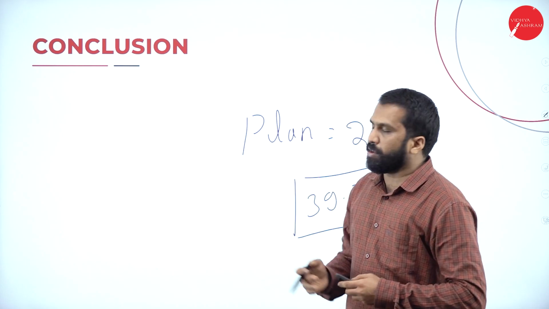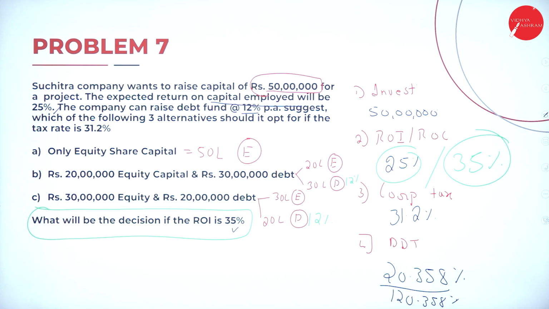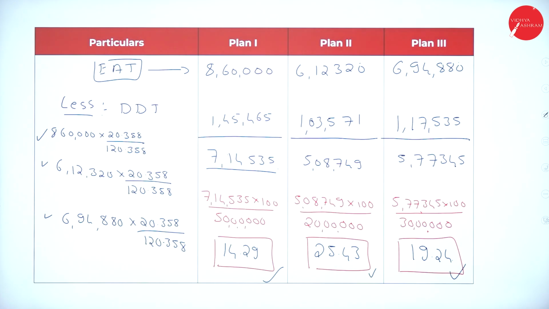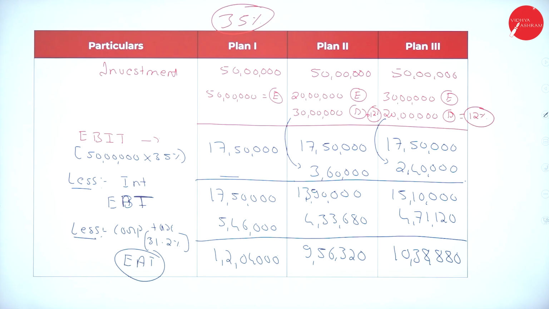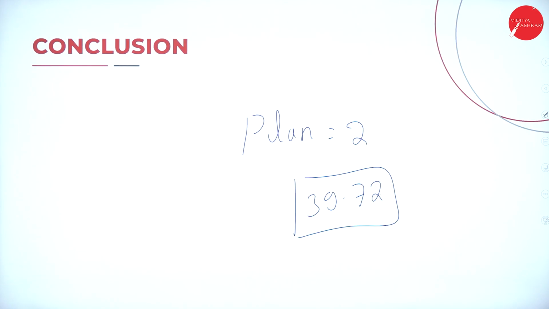Now, I'll go back to all the previous slides. Please take screenshots. Your problem number 7 question. Your solution part for 25%. Conclusion. So 35% answer. Conclusion for 35%.